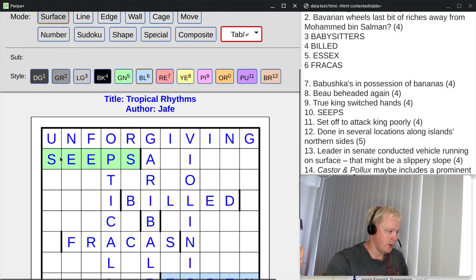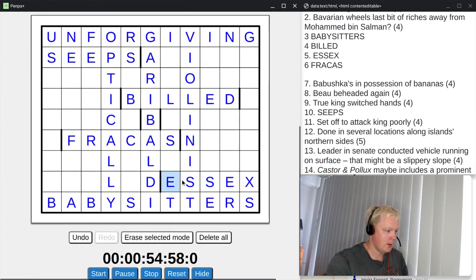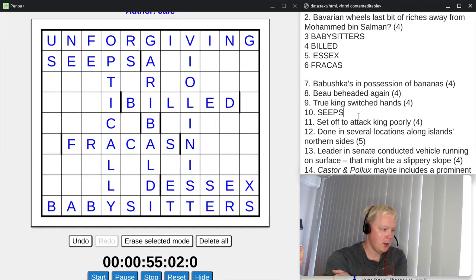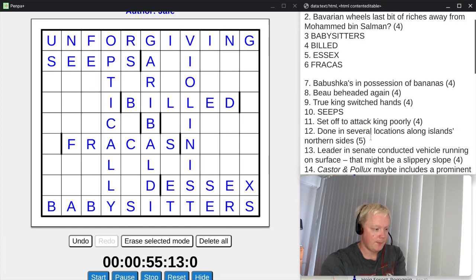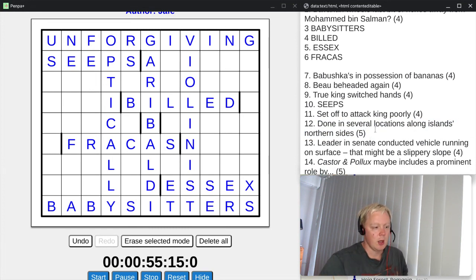And we can remove these highlightings. And we have two more of these size 5 answers to fill. So let's see. So this is number 12 now. Done in several locations along islands' northern sides.